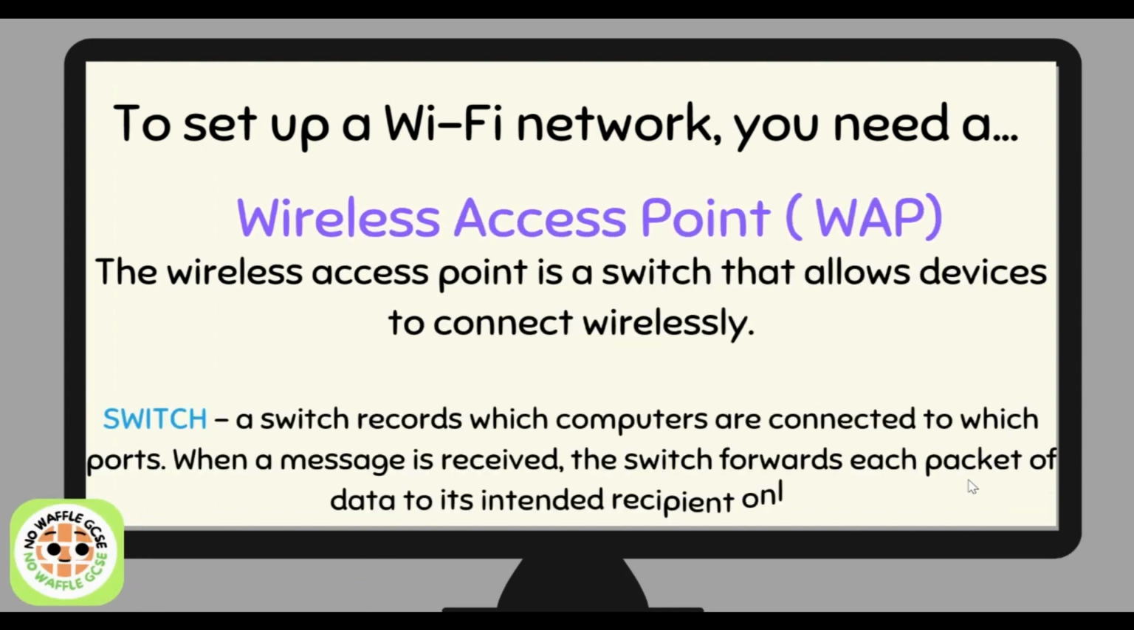Now, in order to set up a Wi-Fi network, you need something called a wireless access point. We looked at this in the previous video. The wireless access point is a type of switch. This allows devices to connect wirelessly. A switch records which computers are connected to which ports, so that when a message is received, the switch then forwards each packet of data to its intended recipient only.